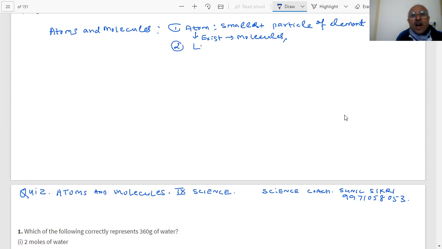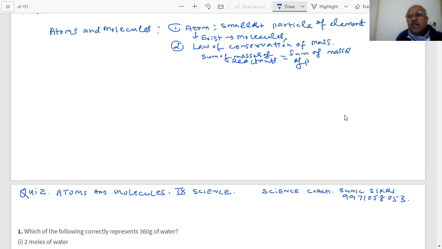Then we told you about the law of conservation of mass. What is the law of conservation of mass? The sum of the masses of the reactants is equal to the sum of the masses of the products. So in any chemical reaction, the sum of the masses of reactants is equal to the sum of the masses of the products. That is what we call the law of conservation of mass.